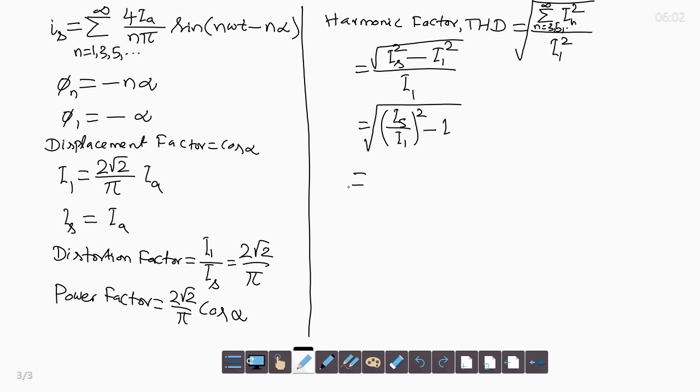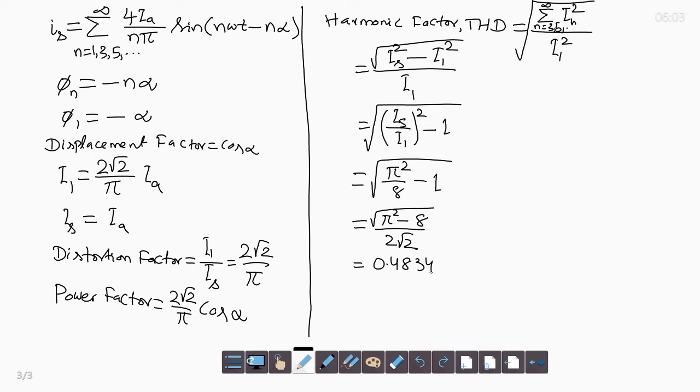So Is by I1 is pi square by 8, minus 1 root over. So THD is root of pi square minus 8, divided by 2 into root 2, and you can mathematically find it, 0.4834 is the value. So for the single phase full converter, we have derived the expression for the displacement factor, distortion factor, power factor and THD.